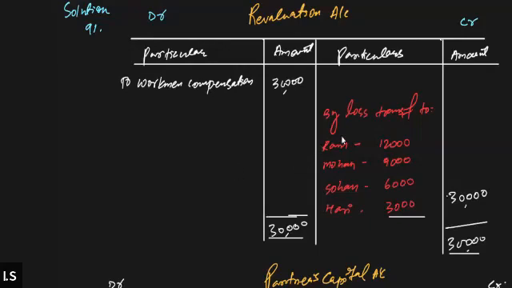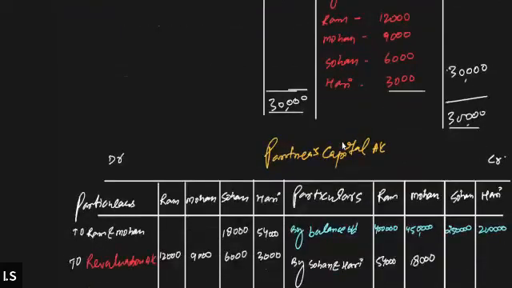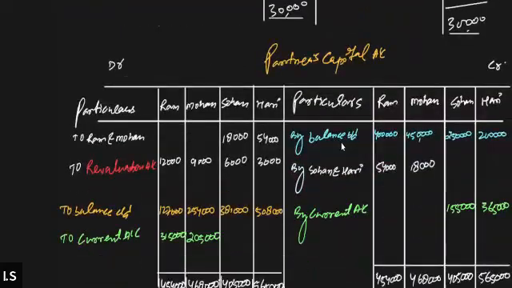After closing the revaluation account, what are we going to do with the loss? This loss will be transferred to the partner's capital account, right? So we will write the value of the loss in the partner's capital account on the debit side. If there is a profit, we show it on the credit side of the partner's capital account, but if there is a loss, it is recorded on the debit side by the name of revaluation account. So this loss is being transferred from the revaluation account, and therefore I am showing it on the debit side of the partner's capital account.